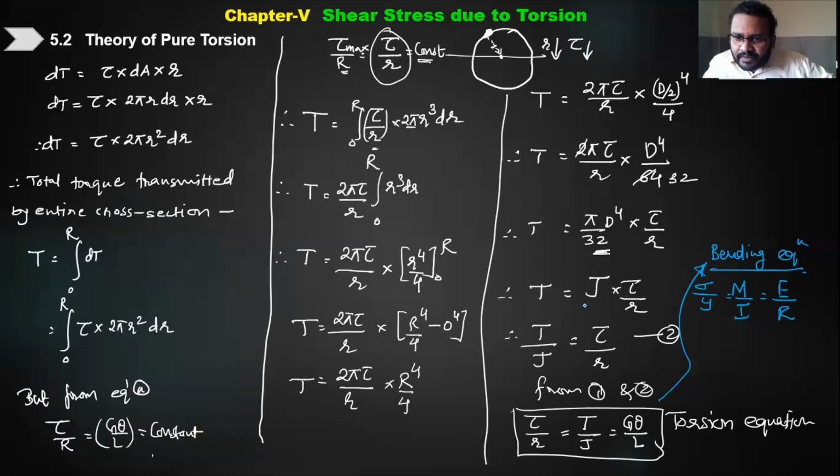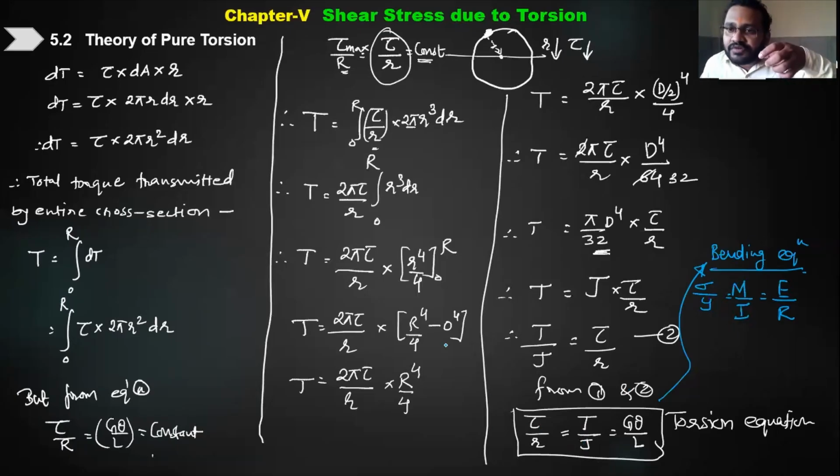What was sigma? Bending stress. What was y? The maximum layer at which you are calculating the bending stress. See here, tau is the shear stress. What is R? The layer at which you want to find the shear stress. What is T? Torque. Here it is M, moment. Torque and moment are the same thing. I is the moment of inertia about the neutral axis. J is the polar moment of inertia.